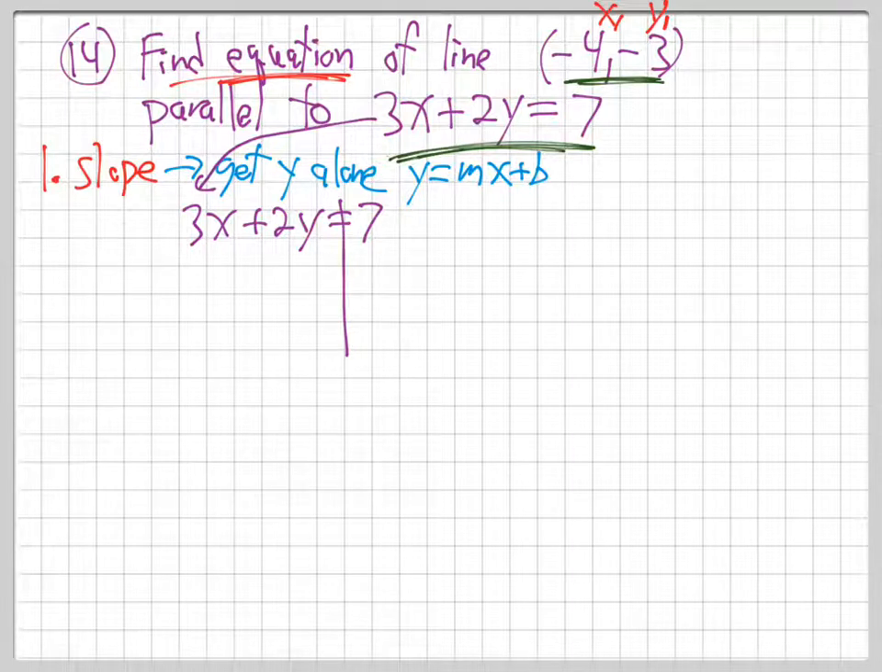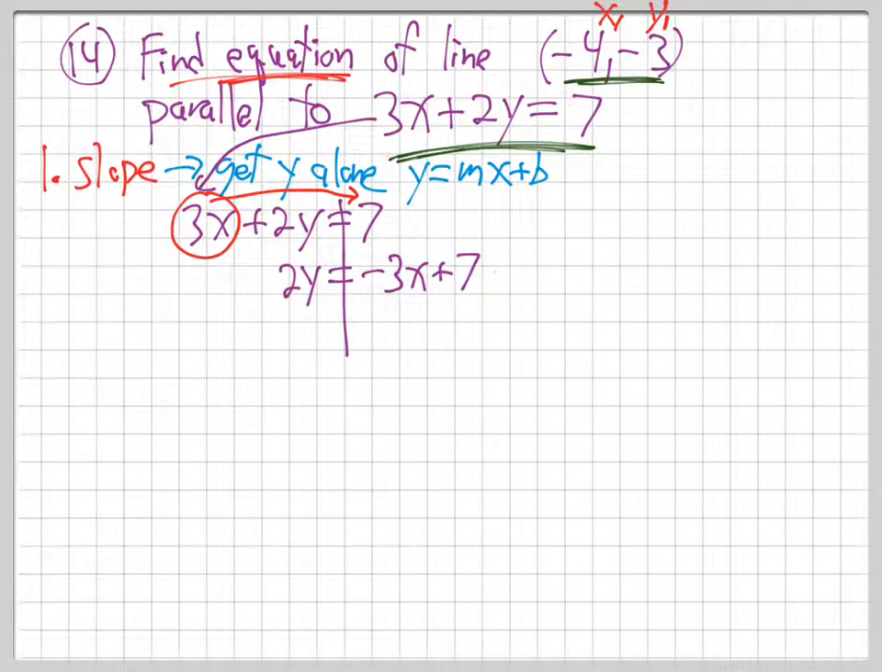So what do we do first to get y alone? Take the 3x over to the side. Yeah, and if you want, you can just jump it. How about I just do the jump shortcut? What happens when the 3x jumps? It becomes negative 3x, right? When things switch sides, they switch signs. Negative 3x. And now how do I finish getting y alone? Divide by 2, all the way through. Boom.